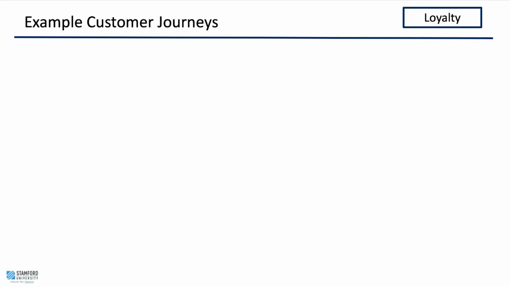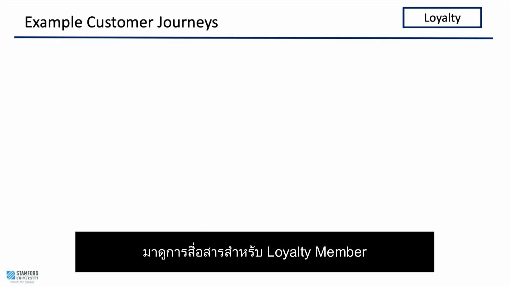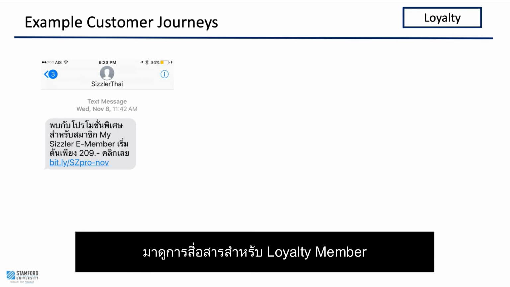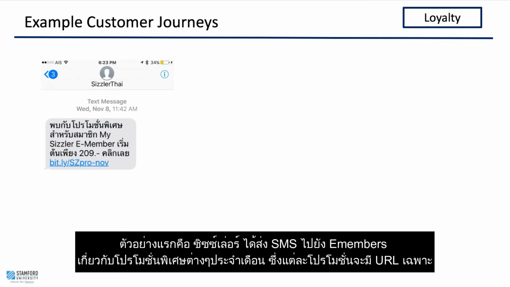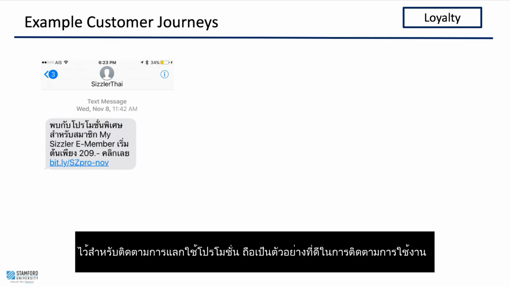And lastly, let's take a look at loyalty. Here's some great examples. So, e-member, simple e-member. So Sizzler, what they do in a lot of the restaurants, they'll have basic e-member programs, but they'll blast out to all their members the promotion of the month. Each offer you see there has a little URL. So the URL is there so you can track the redemption. Users can click on that, take the coupon code into the store, and they can track it.